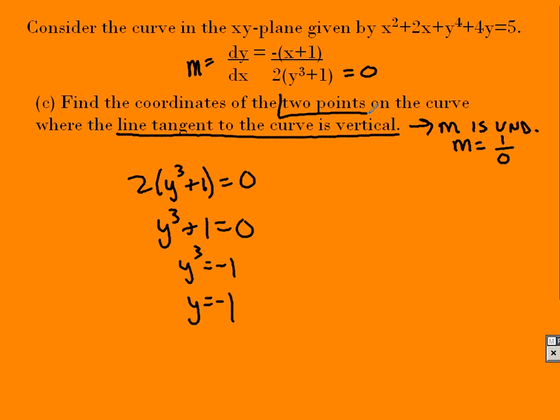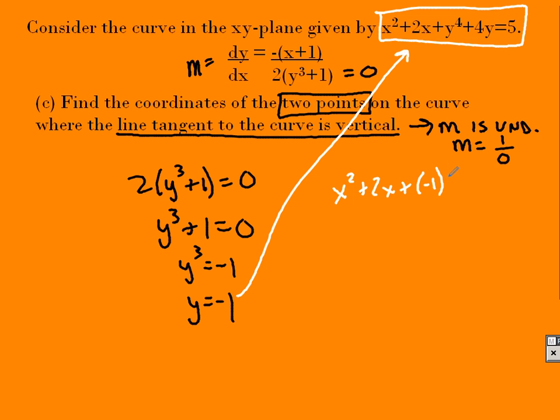So there should be 2 points where y is equal to negative 1. We have to look at not the derivative anymore. We need to look at the original curve and say, okay, when y equals negative 1, what are my 2 x points? So all I'm going to do for that is plug in negative 1 for y, because we know y is negative 1.